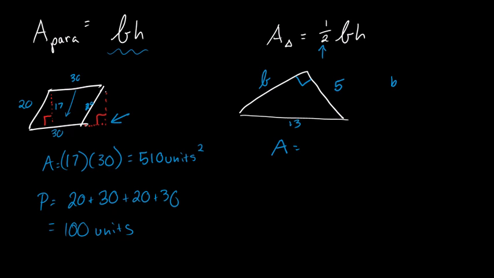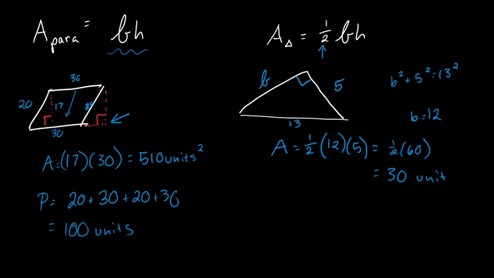I'm going to use the Pythagorean theorem. B squared plus 5 squared equals 13 squared. Working all of that out, you would get B to equal 12. So then into our formula, we can do 1/2 times 12 times 5. 12 times 5 is 60. So that means 1/2 of 60, and that would give me 30 units squared. So you have to be careful with what pieces of information they give you. They might not always give you what you need for the formula, but they will certainly give you enough information to find what you need.